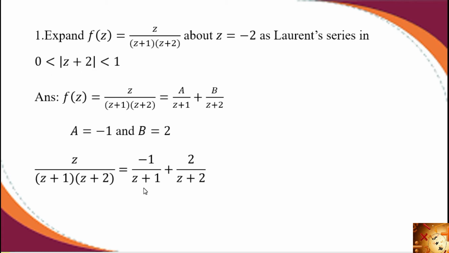Okay, so here we want to make the factor z plus 2. So in the first portion, that is minus 1 divided by z plus 1, we want to make it the factor z plus 2. For that we can add and subtract 2 in the first denominator, and in the second denominator z plus 2 is already there, so no need to add or subtract 2 in the second part. So keeping the second part as it is, 2 divided by z plus 2, and adding and subtracting 2 in the first portion's denominator, we get minus 1 divided by z plus 1 plus 2 minus 2, plus 2 divided by z plus 2.